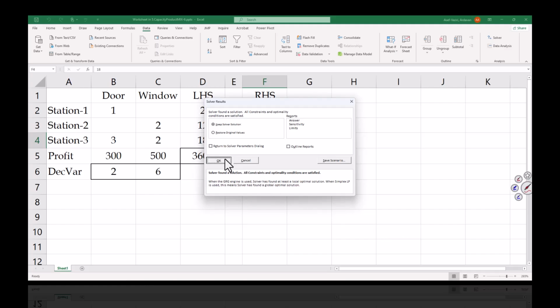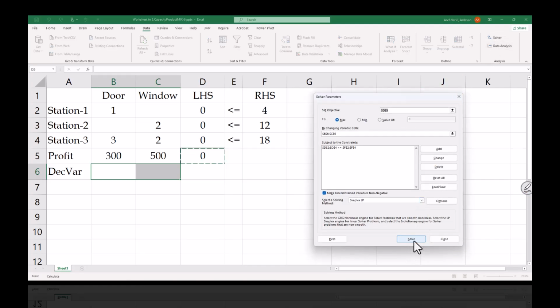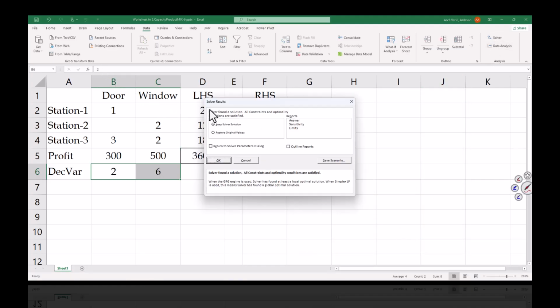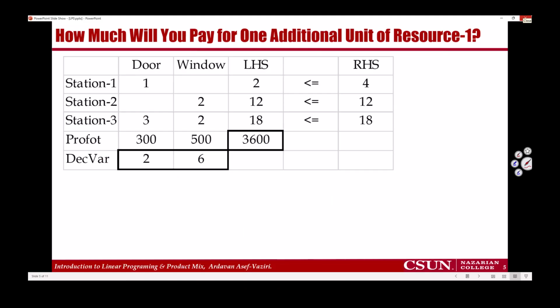The problem is solved, and my best solution is to produce 2 units of product 1 and 6 units of product 2 and make 3,600 profit. No other combination of 2 products can produce this much profit. Let me make it 0 and 0 again. Solver, solve. Okay, and that is the optimal solution. This is our optimal solution.